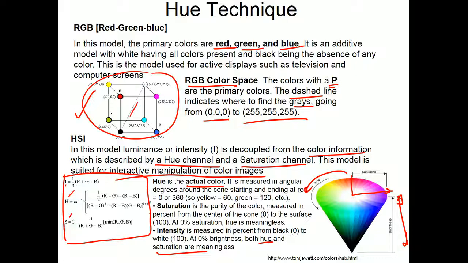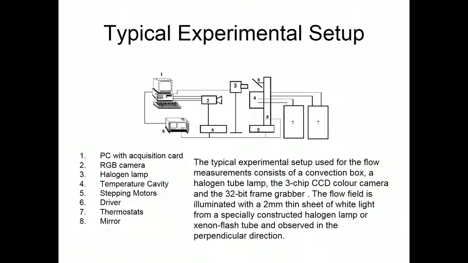HSI model on the other hand operates on like a cone type of a framework, okay, and the relationship between RGB and HSI are given in that particular fashion, right, what you see, okay, at the left. So, you can see that intensity is 1/3 of R plus G plus B. Okay.